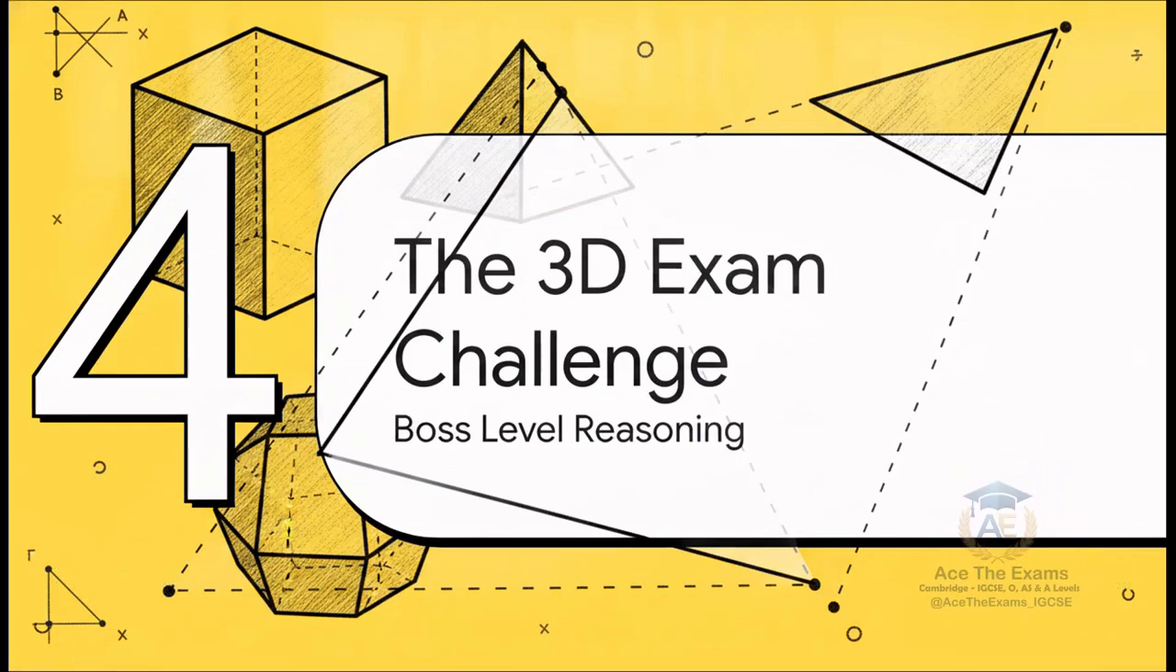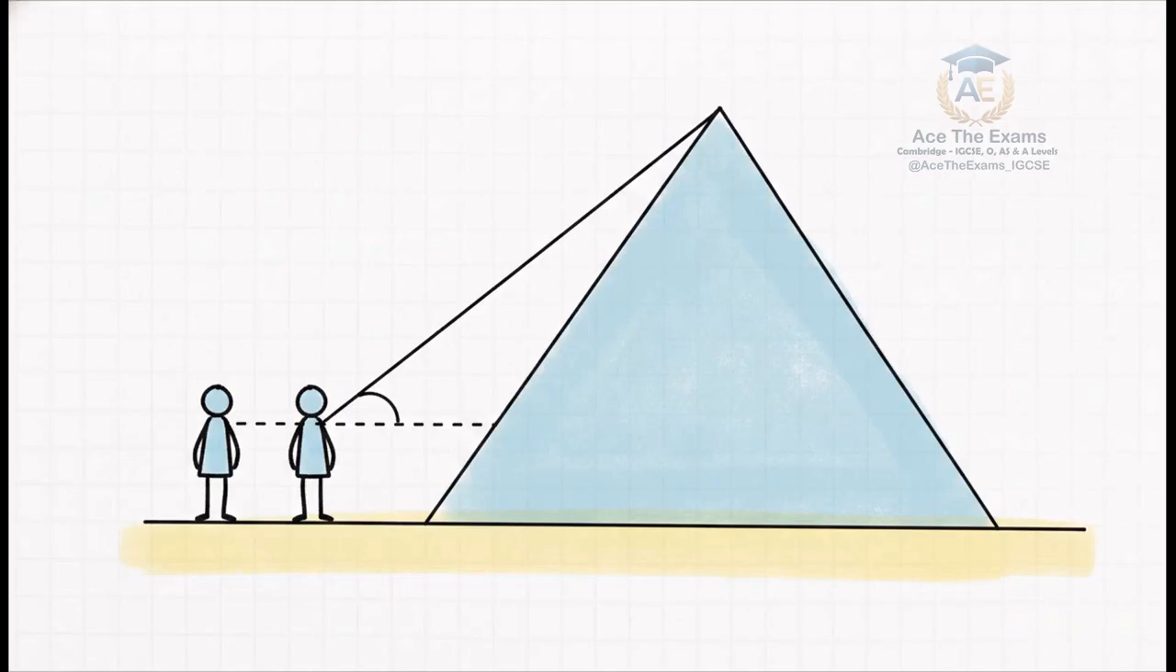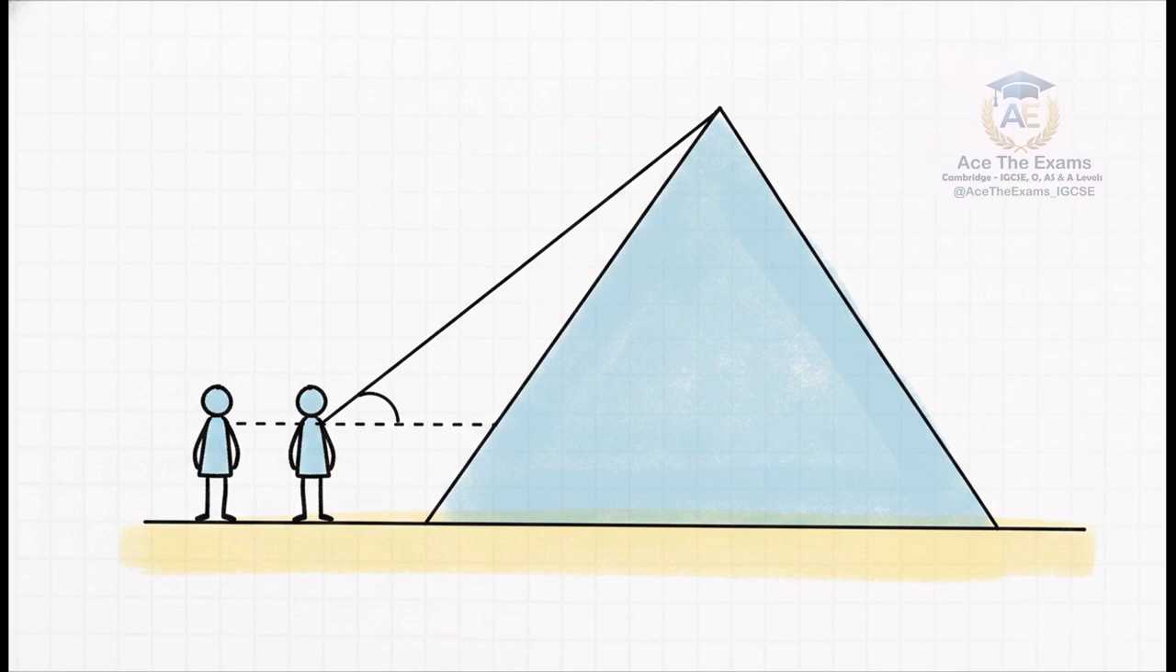Section 4, the 3D exam challenge. We are officially ramping up the tension as we enter the most daunting realm of the syllabus, three-dimensional space. Take a deep breath. Prepare yourselves for the Great Pyramid of Giza problem. When students read this paragraph, they usually panic and skip straight to the next page. But not us. Let's lay out the raw, overwhelming facts and organize them.